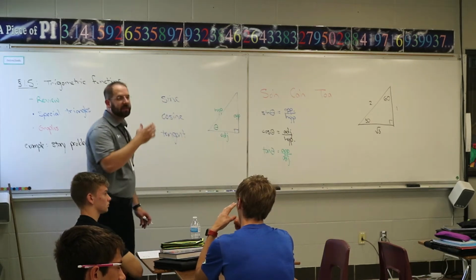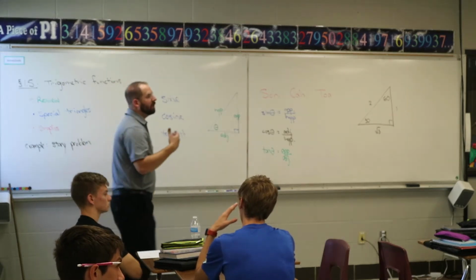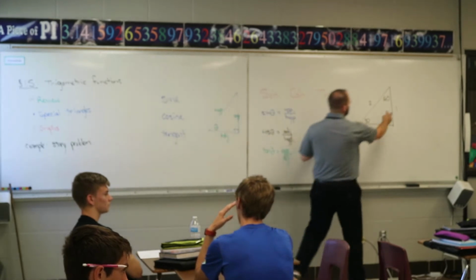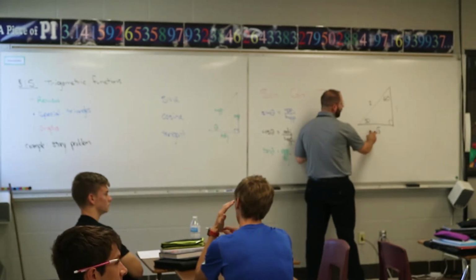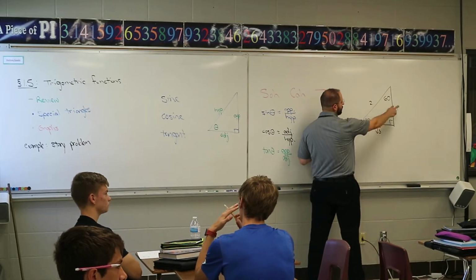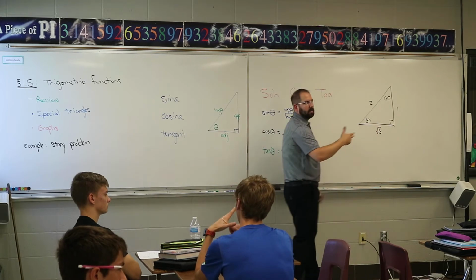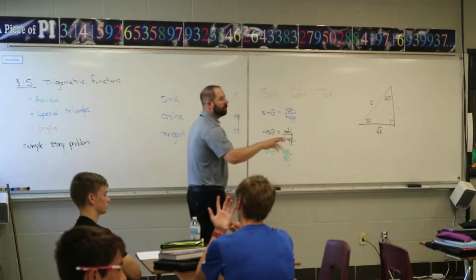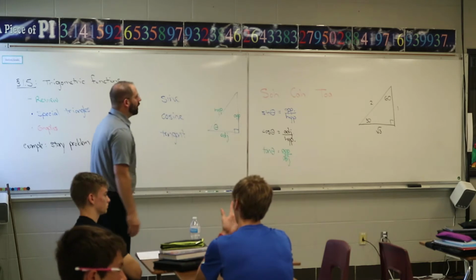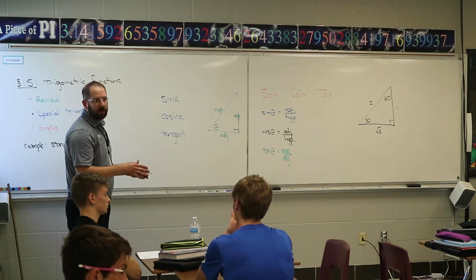So what I mean by that is it doesn't have to be 1, root 3, and 2. It could be 10 feet, 10 root 3 feet, and 20 feet, because you can just multiply all the numbers by 10. Yeah, so it can be any manipulation of it.